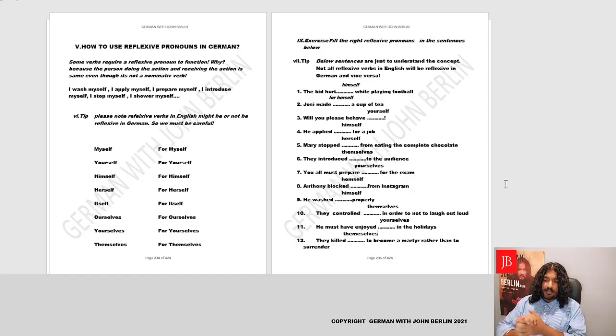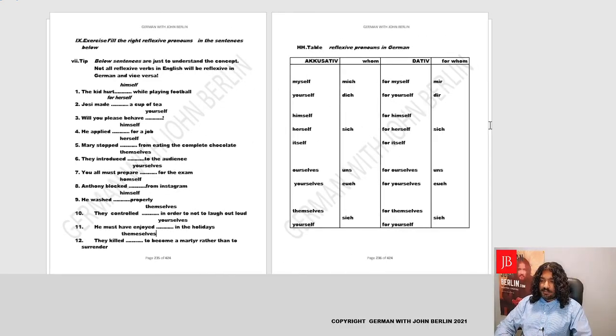All these examples are basically when the person is doing something to himself: hurting himself, stopping himself, preparing himself. All these are reflexive pronouns. To understand these reflexive pronouns, we have a table right in front of us.